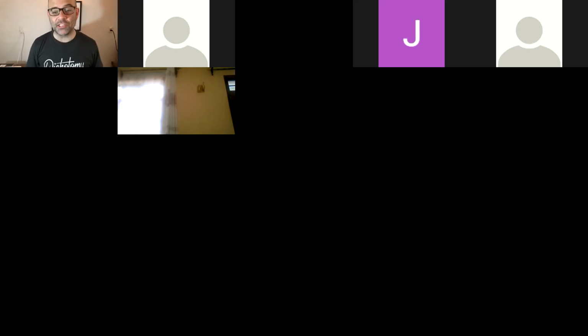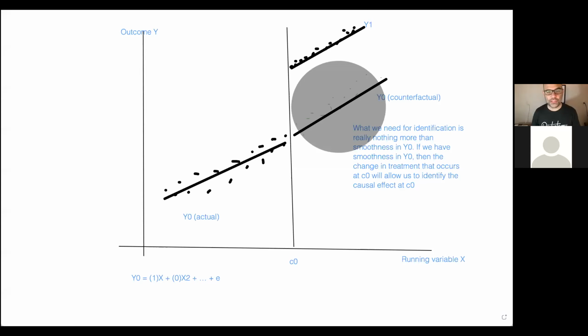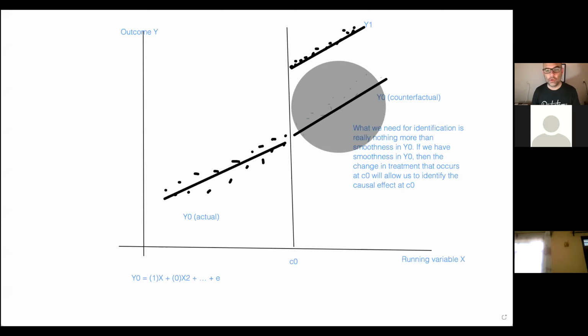Correct. Angelica says, so RDD data is not limited to cross-section. That's correct. It's not. It can be pooled cross-sections over time. It can also be in time. Didn't get the placebo test? You mean those balance tests, or do you mean the placebo along the running variable? This is the placebo along the running variable.